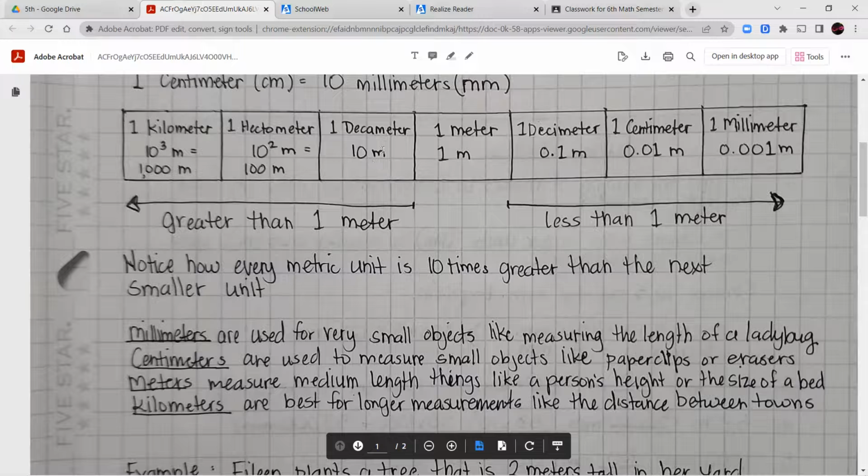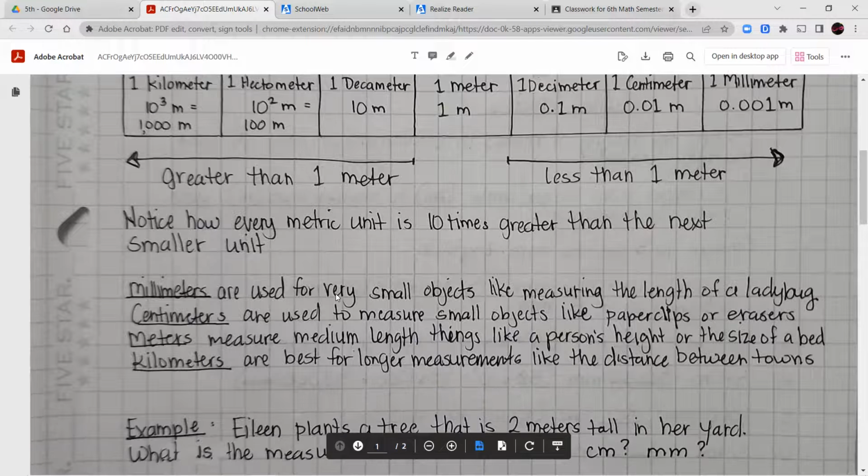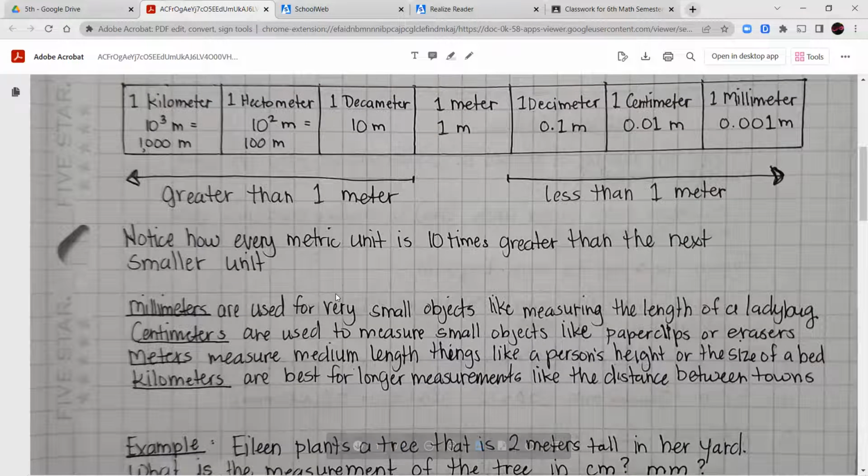So notice how every metric unit is 10 times greater than the one that's one smaller. Now we use millimeters for very, very small objects. So if you're measuring the length of a ladybug, you'll use millimeters. Centimeters are used to measure objects that are a little bit bigger, like paper clips or an eraser.